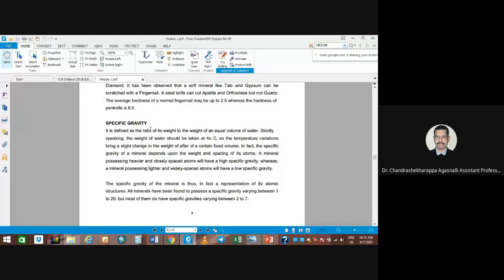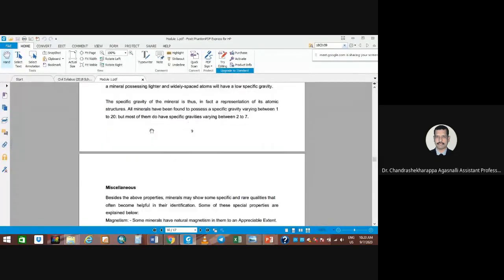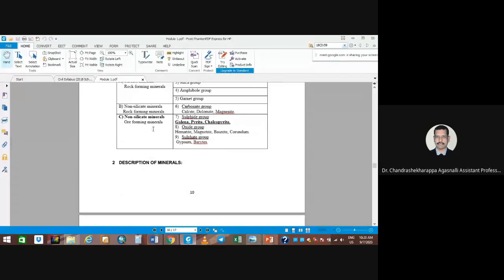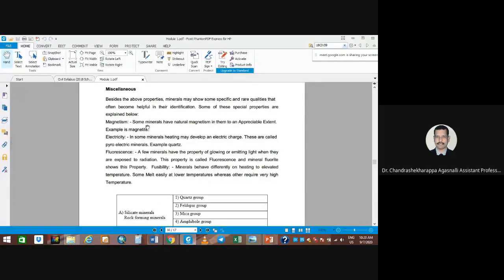And specific gravity is the weight of the minerals. Some minerals are big in volume, but their weight is very low, lightweight. That's specific gravity. And some minerals, for example magnetite, attract the magnet. And some minerals, like calcite, react with diluted HCl. And by fusibility, minerals behave differently with heating and elevated temperatures. Okay, that's how the mineral properties are.